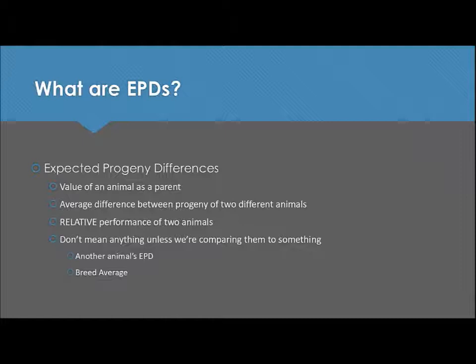So we've talked a lot about EPDs, but I haven't yet defined them. So this is where I'm going to do that. EPD stands for expected progeny difference, and it's really how good is this animal likely to be as a parent. And it's really about looking at the average difference between the performance of progeny. So if I have two bulls here and I bred them to the same set of cows, what difference would I expect in the average performance of those calves? And that's really what those EPDs are reflecting.